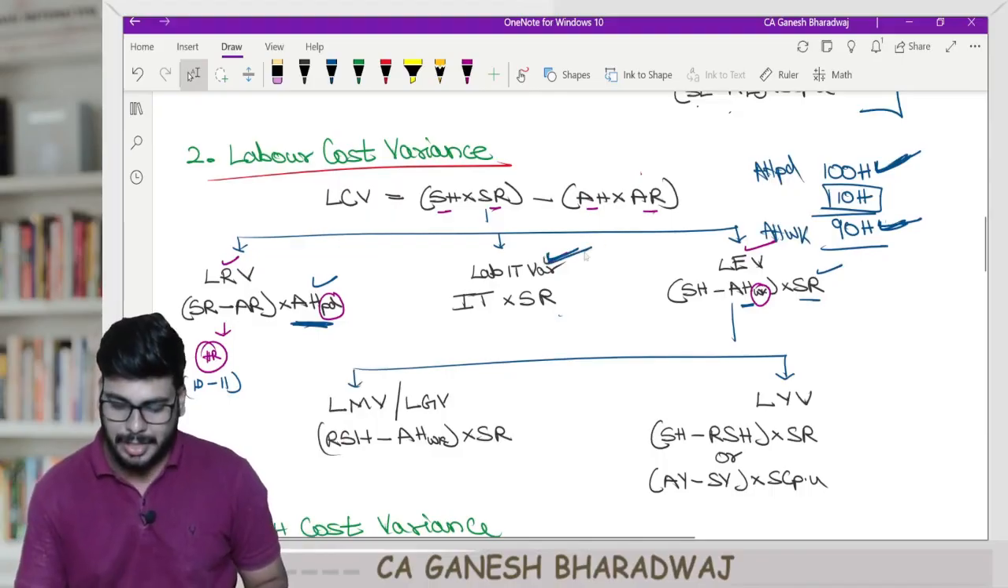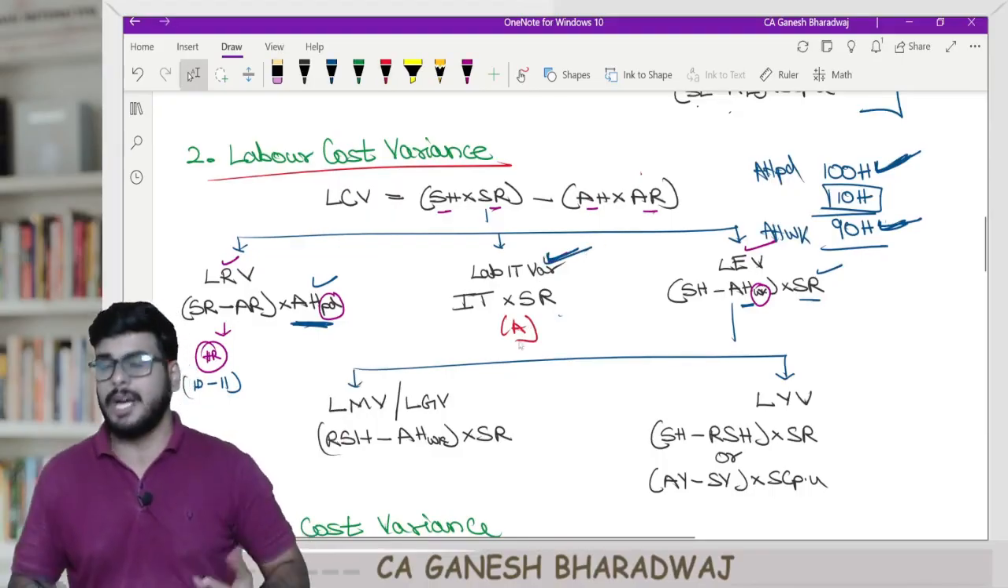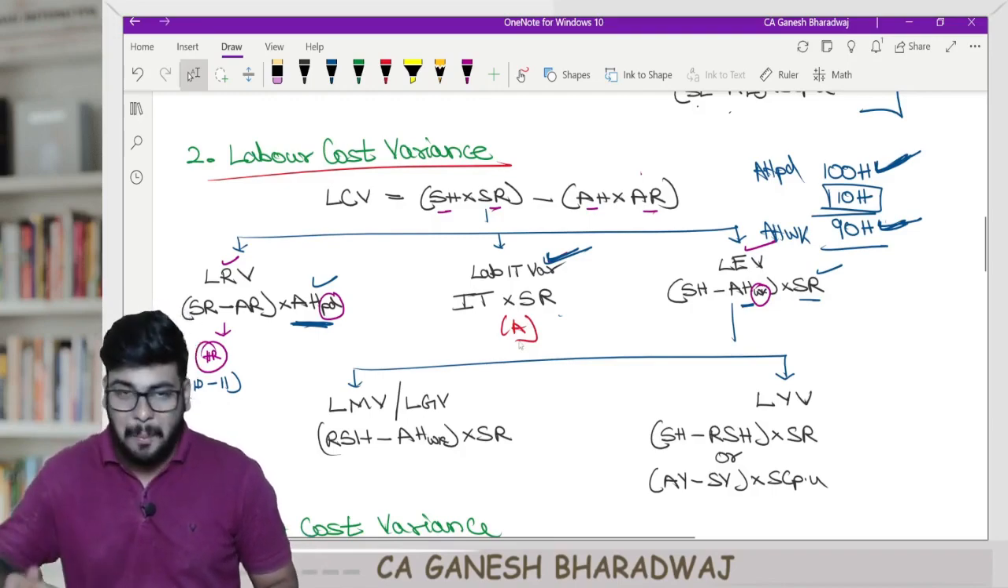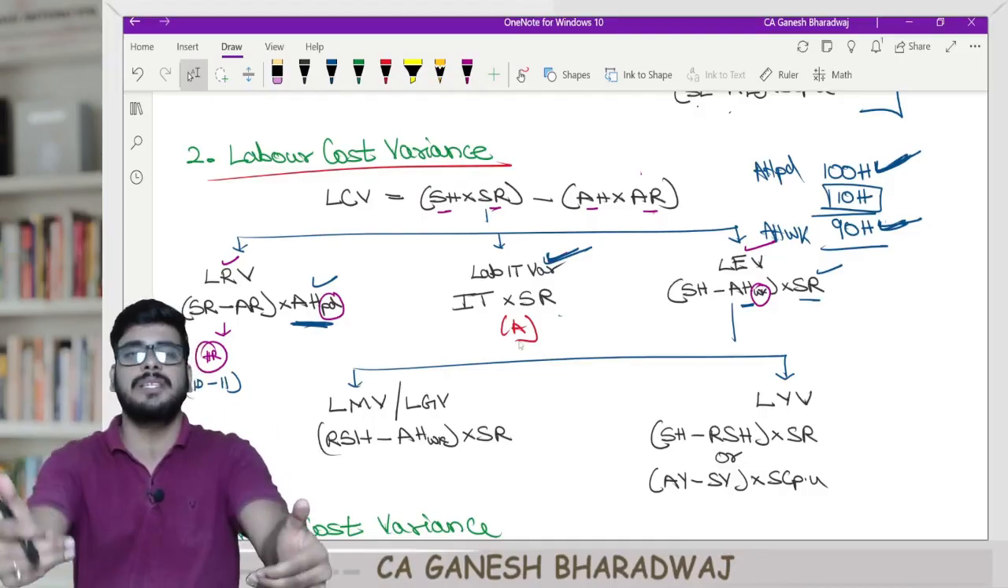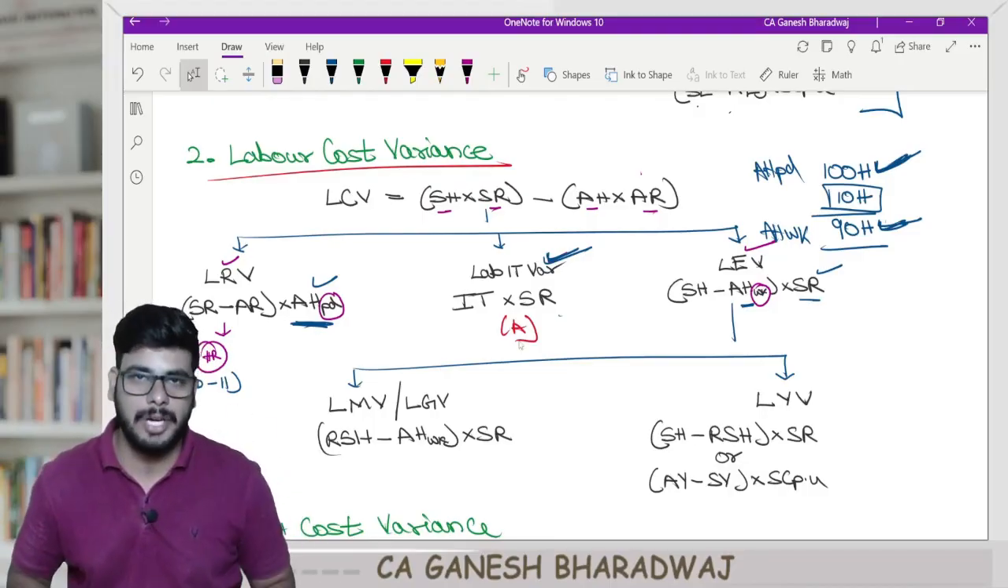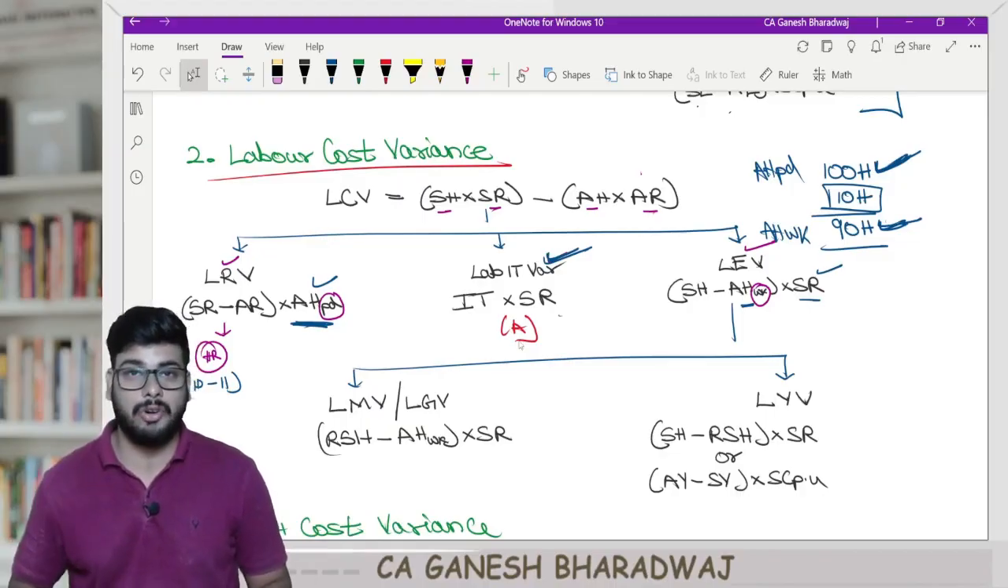Now that also gets tracked, and this is always an adverse variance. It can only be adverse. It is a waste of money. I am paying them. It's a benefit lost. I told you, it's a benefit loss. I am paying the money, but I do not get any benefit out of it. Are you clear with this? These are the three variances under labor cost variances.